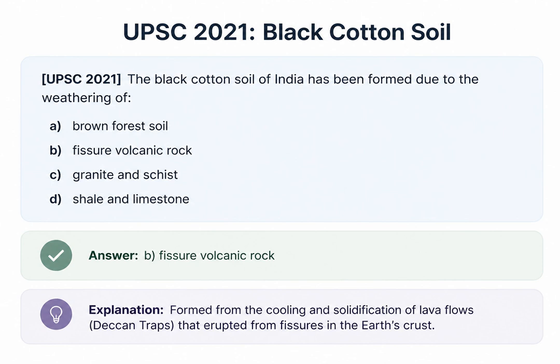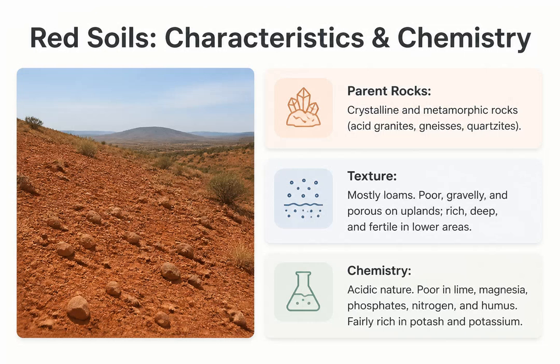These are igneous rocks formed from the cooling and solidification of lava flows that erupted from cracks or fissures in the Earth's crust. The Deccan Traps, a vast region of volcanic rock formations, are the primary source of this parent material. Moving on to red soils, which form another massive soil group.